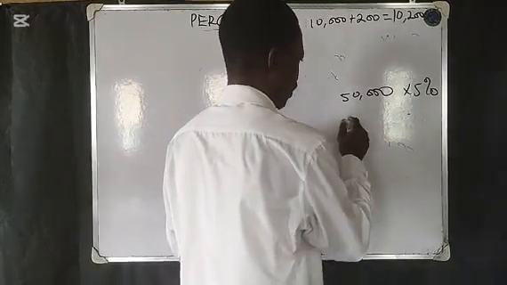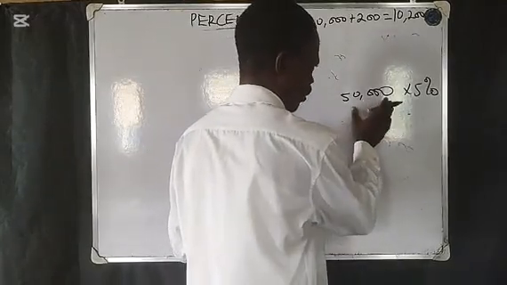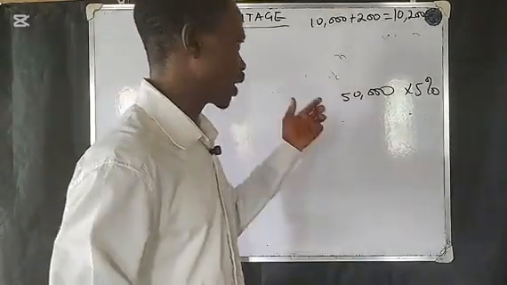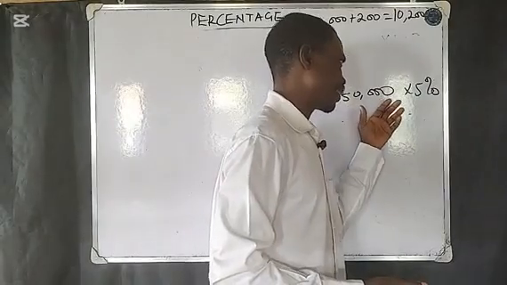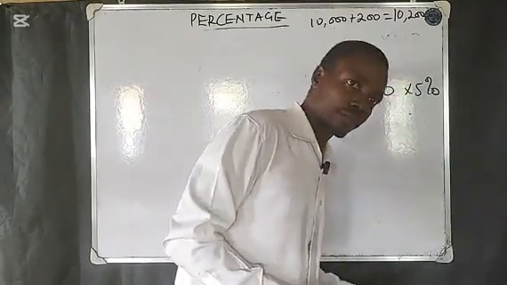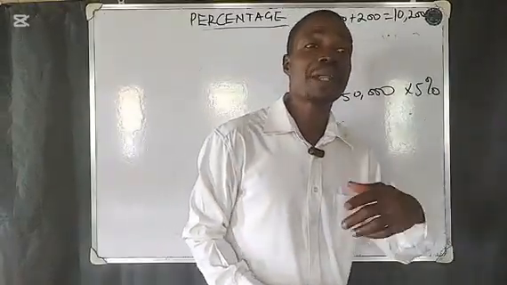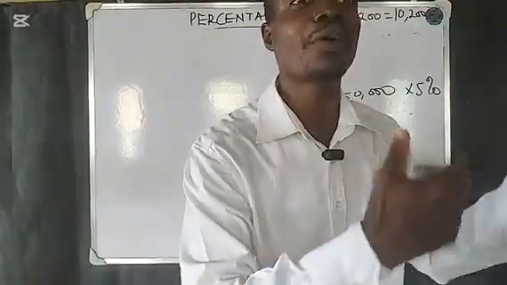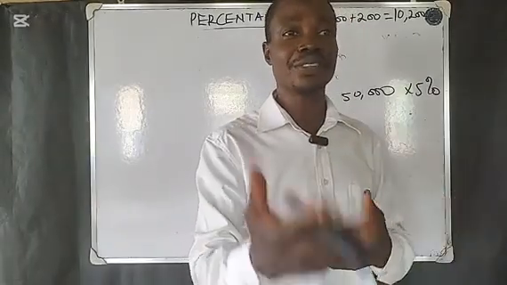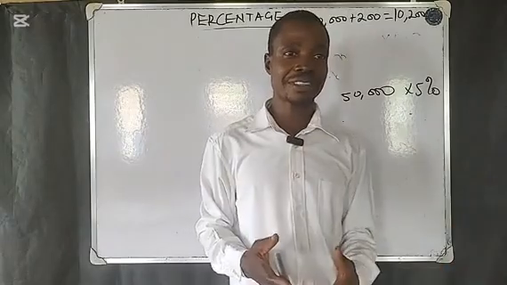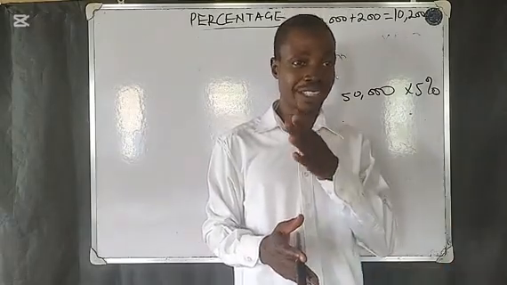So at the end of the day, you will now remove the 2,500 from 50,000. That is how to calculate depreciation. How to decrease a number: multiply it by the percentage. Whatever figure you get, remove it from the amount you want to reduce. You remove it from the 50,000. That is how to decrease a number.